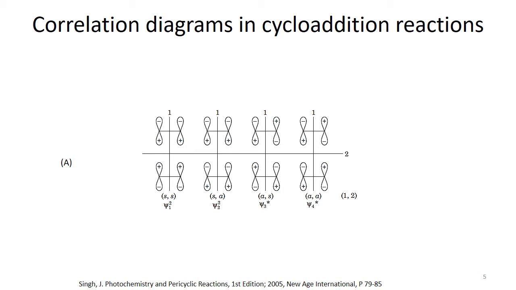So we have to consider the interactions with respect to increasing energy. When we arrange these interactions according to the increasing energy, we start from psi1 square and then go to psi2 square, psi3 star and psi4 star in case of ethylene molecules.